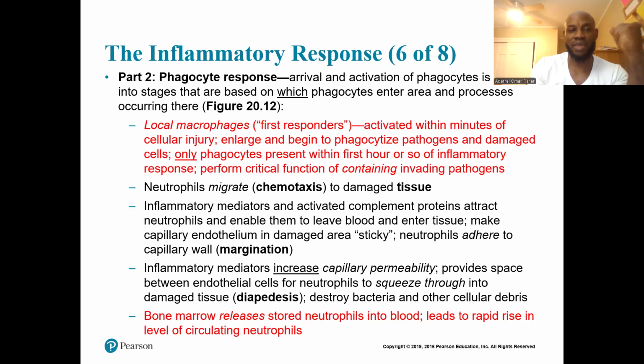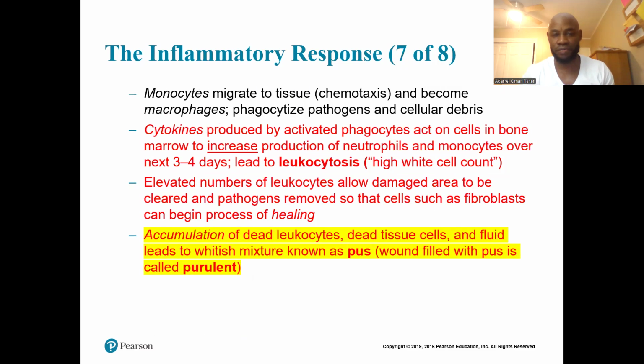As the phagocytes get there, macrophages, for instance, they enlarge and begin to phagocytize pathogens and damaged cells. Neutrophils come to damaged tissue. Inflammatory mediators are activated, and complement proteins attract neutrophils, enable them to leave the blood and enter tissue, and increase capillary permeability. Bone marrow releases stored neutrophils into the blood. They're there to help out.